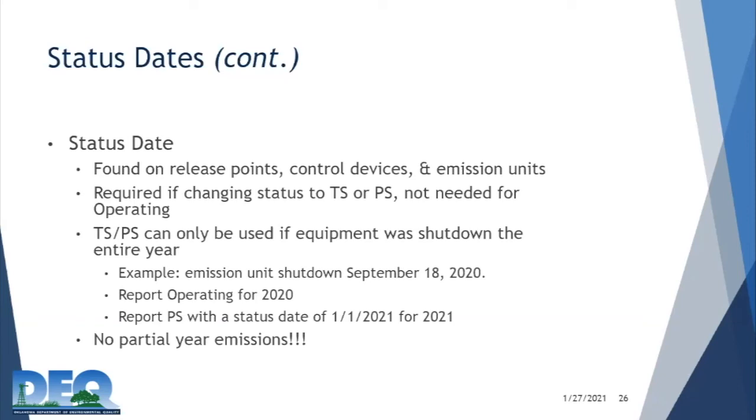Temporarily or permanently shut down can only be used if the equipment was shut down for the entire year. So as an example here, let's say your emission unit shut down September 18, 2020. You would report it as operating for 2020. You would then report it as permanently shut down in 2021, and you would give it a permanently shut down status date of January 1, 2021. This is to keep from having any kind of partial year emissions. We don't track that in Slice. We do things as an entire annual year. So status dates should always be January 1 of the appropriate year.